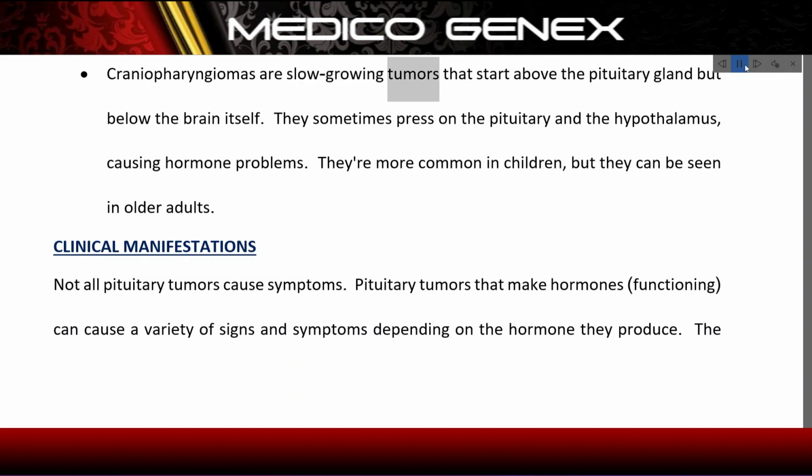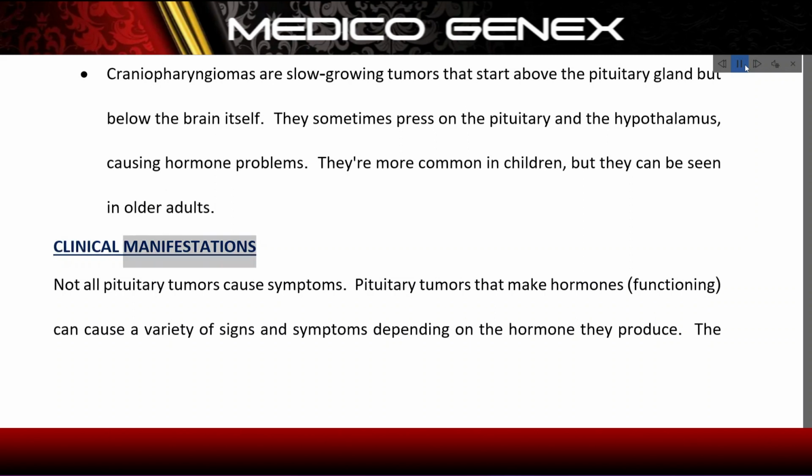Craniopharyngiomas are slow-growing tumors that start above the pituitary gland but below the brain itself. They sometimes press on the pituitary and the hypothalamus, causing hormone problems. They are more common in children, but they can be seen in older adults.